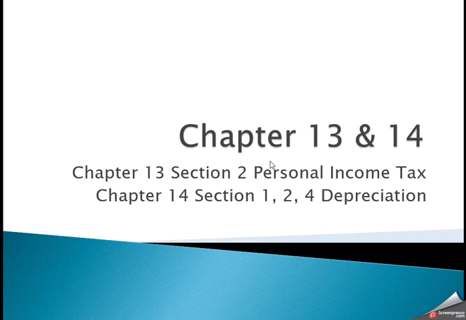We're going to combine chapter 13 and 14 because we don't cover all of them. We're just going to cover one section on chapter 13, just to cover the very basics of personal income tax, because I do think that's important for all individuals to understand, just the basics, not that I expect you to be tax preparers. And then we're going to cover chapter 14 on three of the types of depreciation calculations.